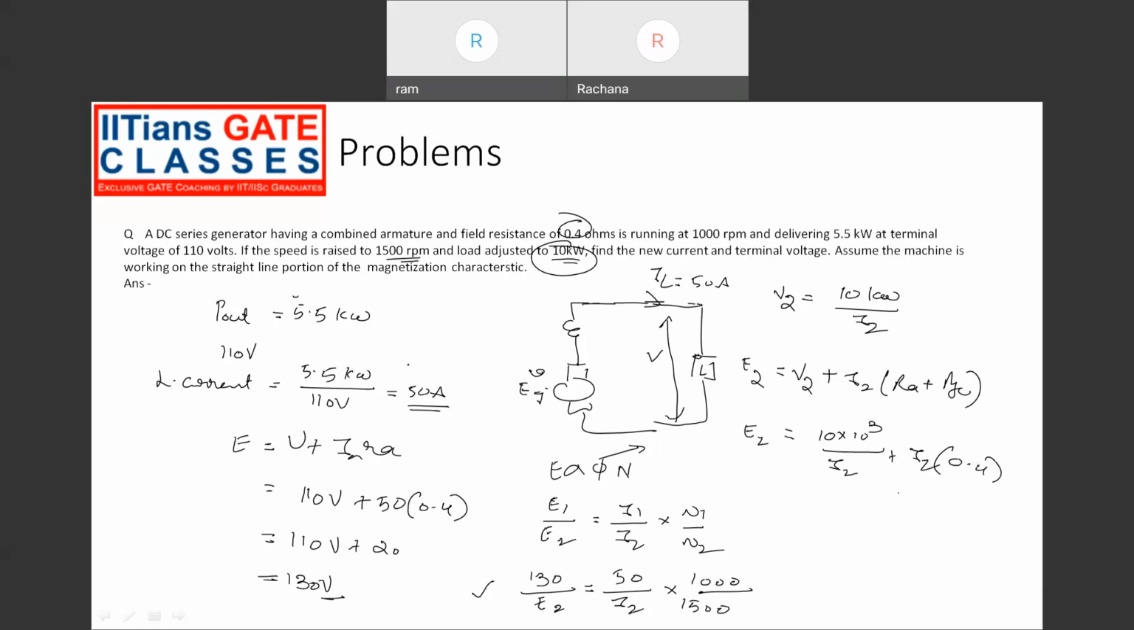See here we have two expressions, right? Two equations. This is equation 2, this is equation 1, which consist of the variables E2 and I2. If you solve these two equations, you'll get the current I2 equal to around 53 amps. This is the new current, and the new terminal voltage V2 equal to 10 kilowatt by I2, so that is 1870.